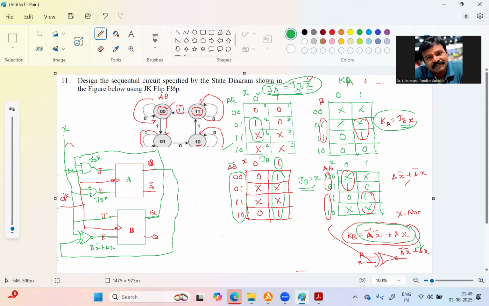So this is the JK flip flop sequential circuit. You should draw the clock, and then you have to connect with proper connections. That's all the JK flip-flop design for the sequential circuit using a state diagram. Through the state diagram, how do you design a JK flip-flop sequential circuit? We'll stop here. We'll continue next.